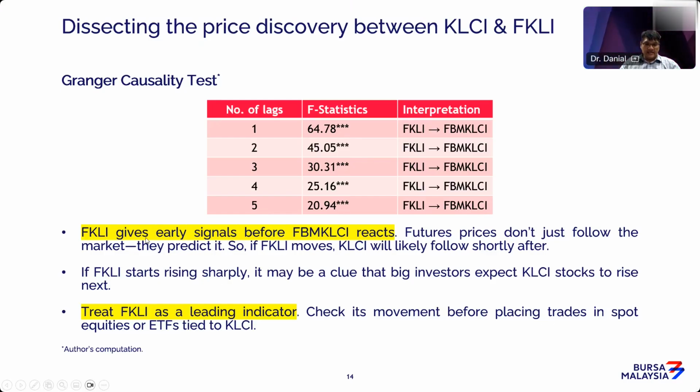In essence, we would say that we can treat FKLI as a leading indicator, check its movement before placing a trade in spot equities or any ETF that is tied to KLCI. So let's just say you are trying to trade stocks, probably you don't need to see KLCI. Instead, you see KLCI futures, where it goes. If it goes down, probably your stocks also will go down. Probably, not necessarily, probably. Right?